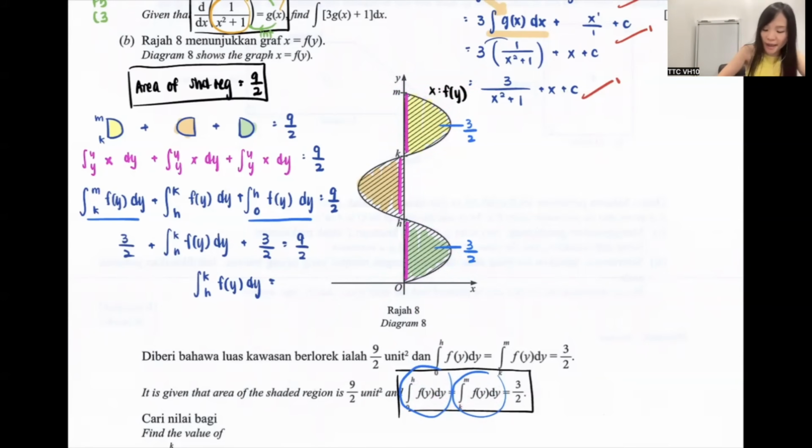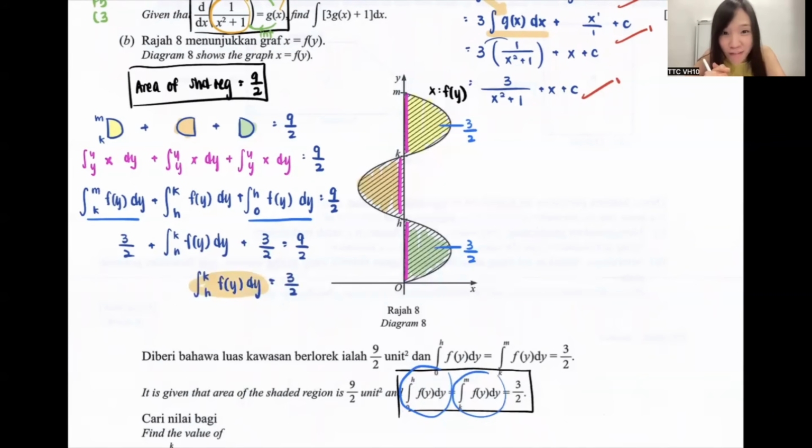So now from there, I can find out the integral from k to h of f(y) dy. So 9/2 minus 3/2 minus 3/2 again. You will get the integral from k to h of f(y) dy equivalent to 3/2, which is the orange part. So the orange area is 3/2. Am I correct or wrong?